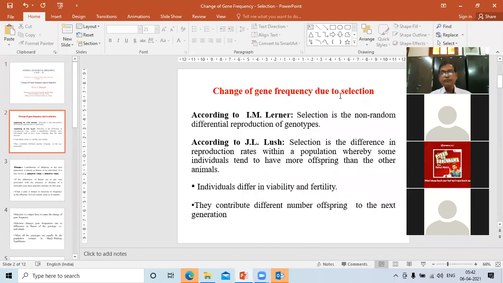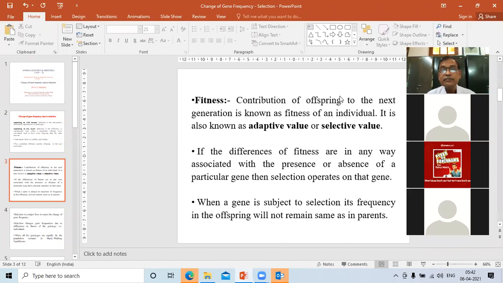You see a few terms: selection according to I am learner and according to JLS. These two definitions should be at the tip of your tongue. Then other terminology, fitness. The contribution of offspring to the next generation is known as the fitness of an individual. Always remember that fitness is also known as adaptive value.